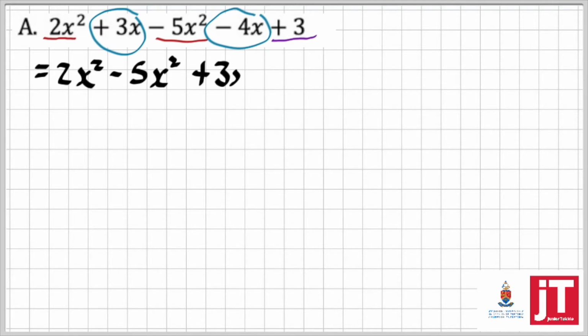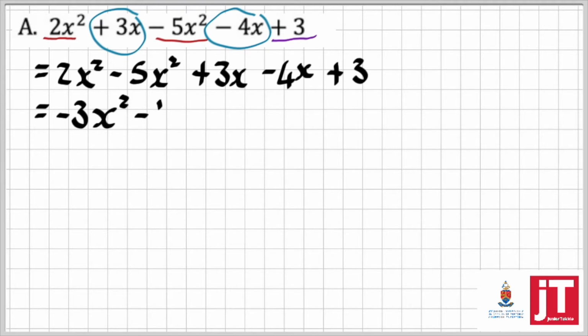So I'm going to put my x squares together. My x's are my numbers. So I'm going to add the like terms. And that is as simple as that. Remember, because it is an x squared, it remains an x squared. Because it is an x, it remains an x. The 3 is on its own, it's a like term.